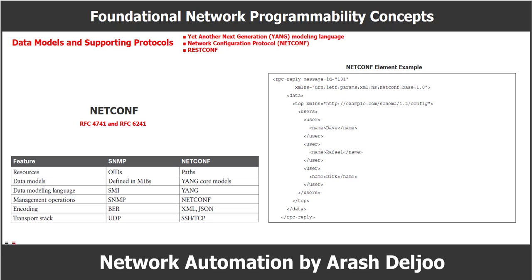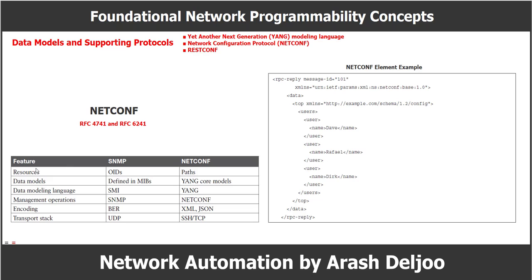Some of the key differences between SNMP and NETCONF are listed in this table. One of the most important differences is that SNMP can't distinguish between configuration data and operational data, but NETCONF can. Another key difference is that NETCONF uses paths to describe resources, whereas SNMP uses object identifiers, or OIDs. A NETCONF path can be similar to interface ETH0, which is much more descriptive than what you would expect from SNMP.